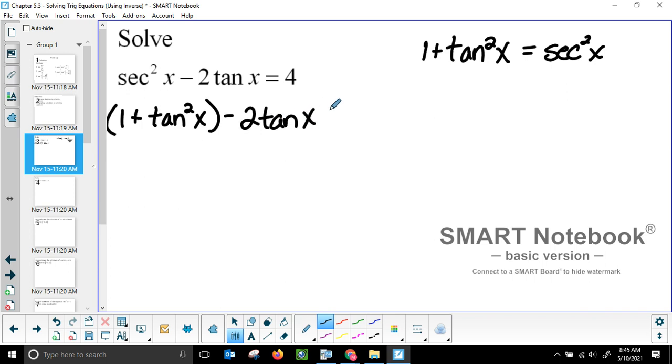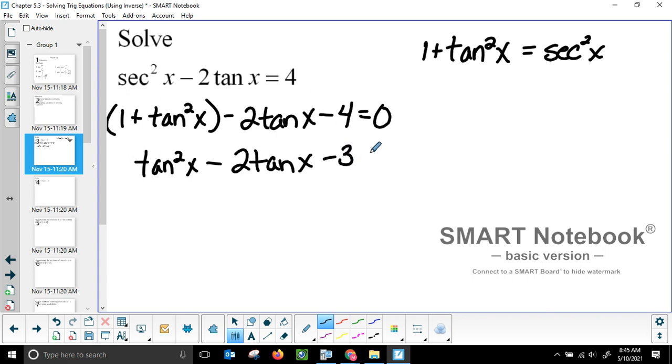Everything else stays the same, of course. I am going to bring this 4 over to the other side, so subtract 4 from both sides. Remember, this thing is eventually going to look like a quadratic, and to solve quadratics, we always want them set equal to 0. Now I can combine these like terms. I have 1 and minus 4. So I just have my 1 tan squared x term, I just have my 1 tan x term, and then I have 1 minus 4, which is negative 3.